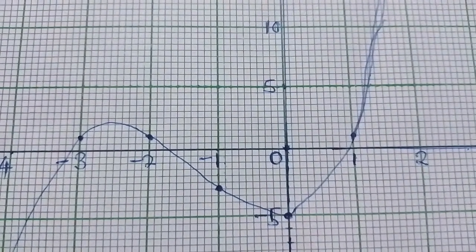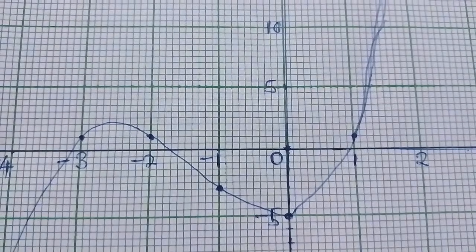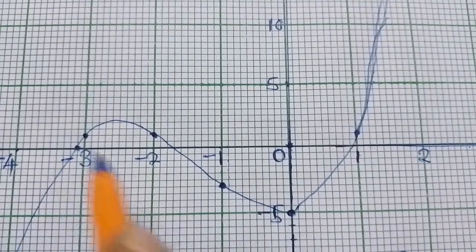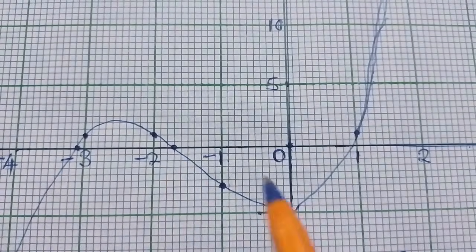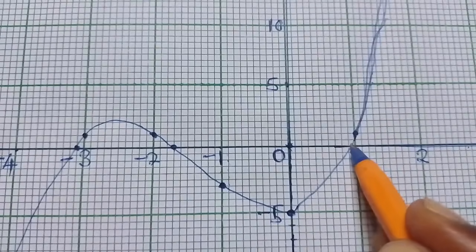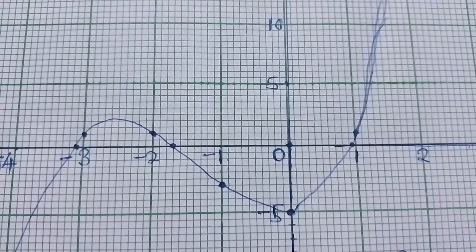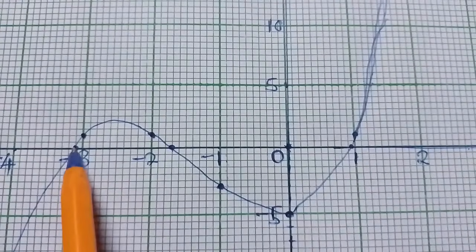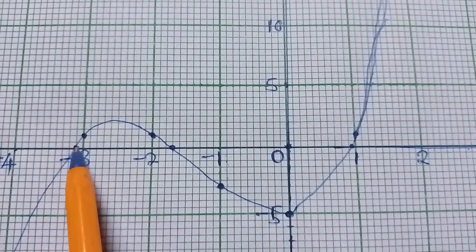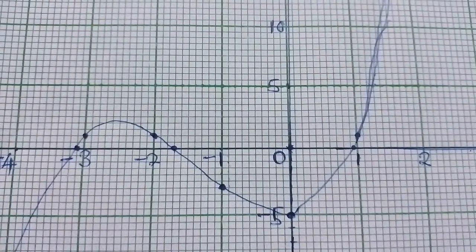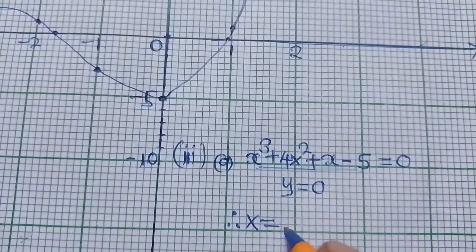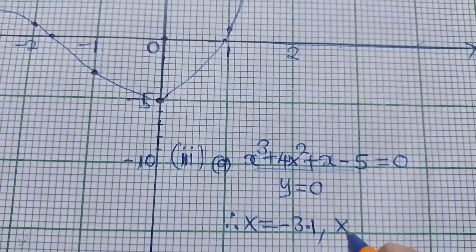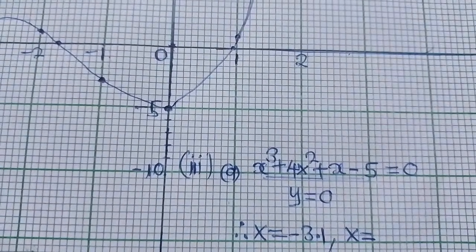So where is it cutting the x-axis? It's cutting the x-axis at this point, that point, and this point. This is where it is cutting the x-axis. So what value is here? The concentration should be on the curve. This is where it's cutting the x-axis, negative 3.1. So that's the first one. You say negative 3.1, comma, x is equal to, where else is it cutting the x-axis?